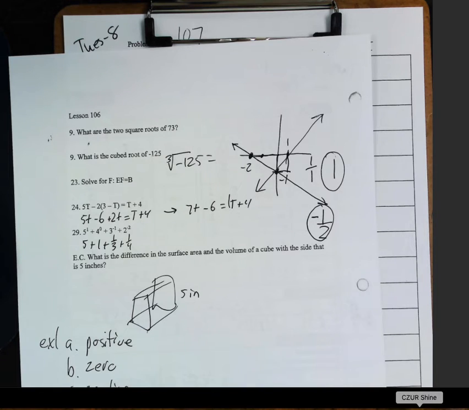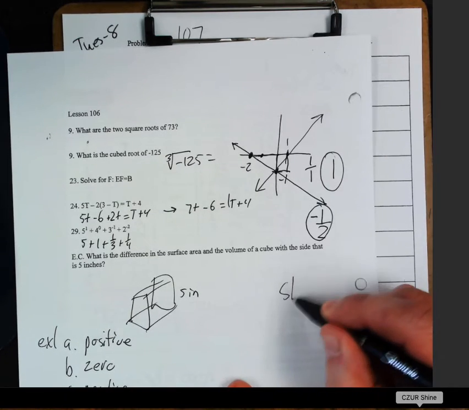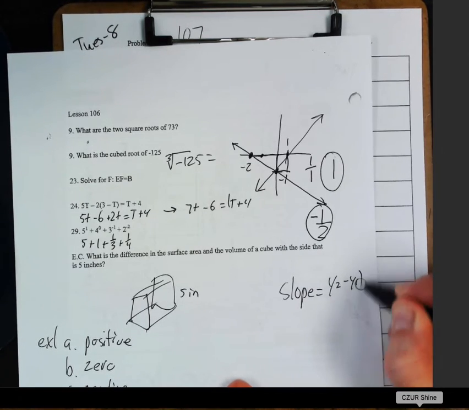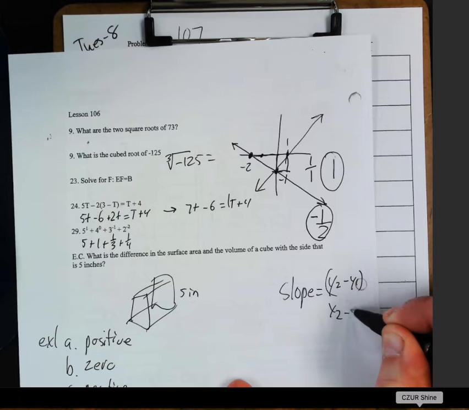Okay, now here's the math behind that, guys. Slope actually equals this: Y2 minus Y1 over X2 minus X1.